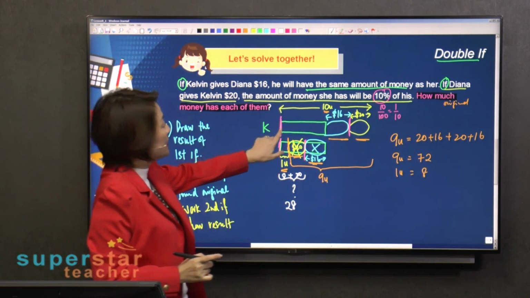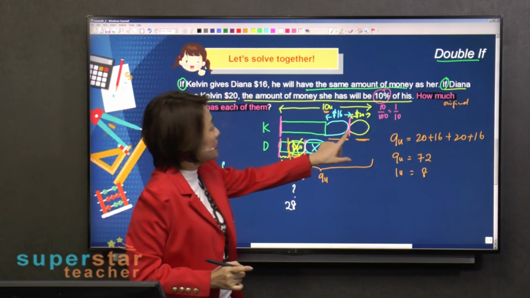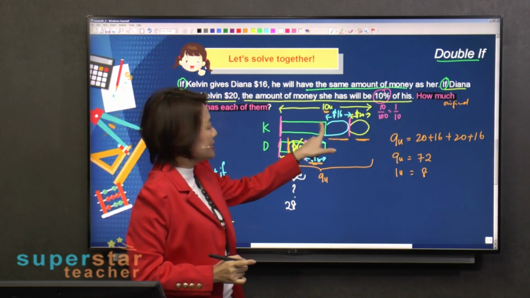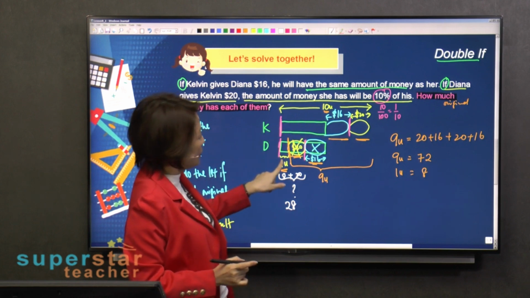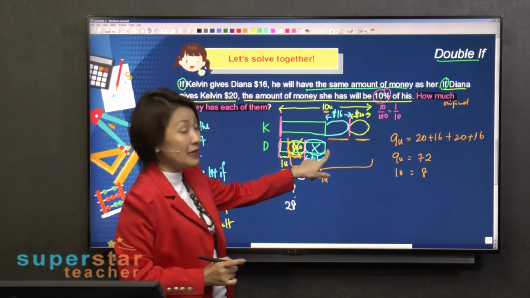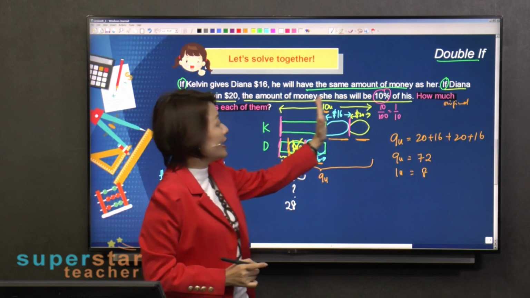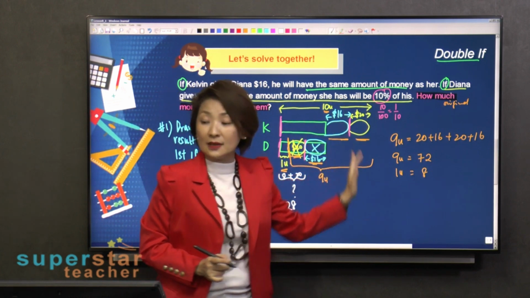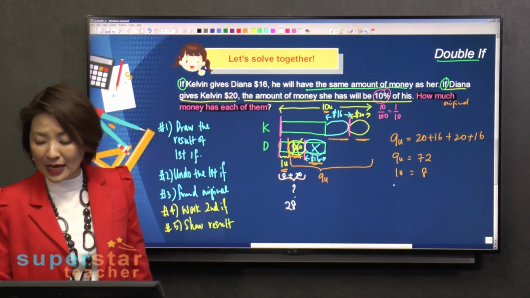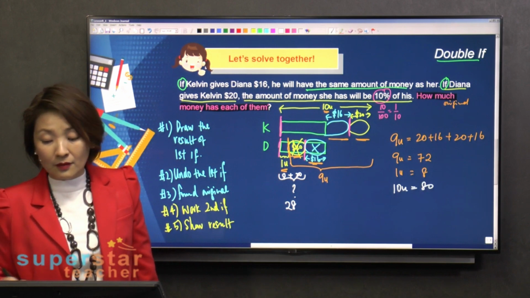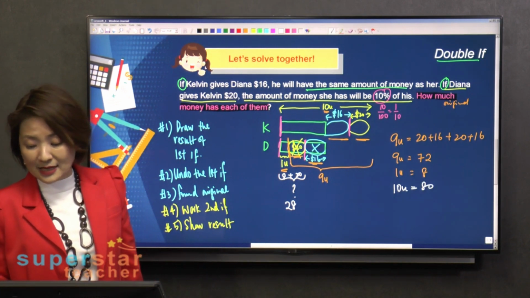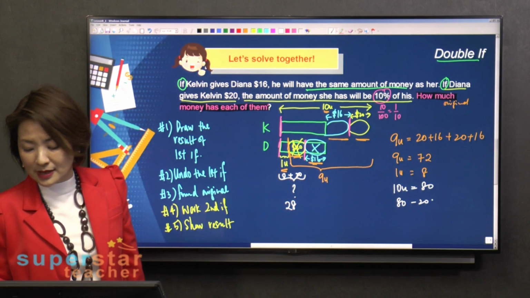Okay, that's Dinah. Right? How about Kelvin? Kelvin is actually from here, pink, to this pink. Some of us will try to find what's this, okay, which you may not know, or you can use 1 unit plus 20 plus 16. I wouldn't do that. I will take 10 units minus 20. Okay, so if I know what is 1 unit, I know what's 10 units. Right? So if 10 units is 80, I'll take 80 minus 20, I'll get 60.